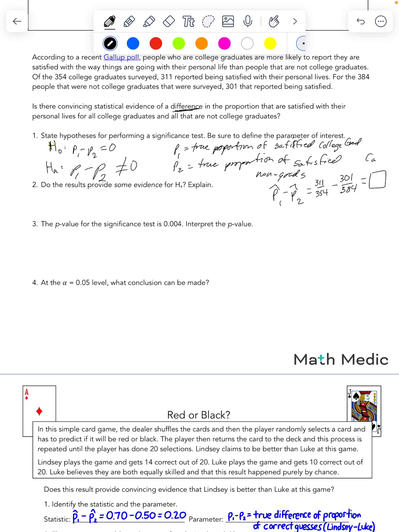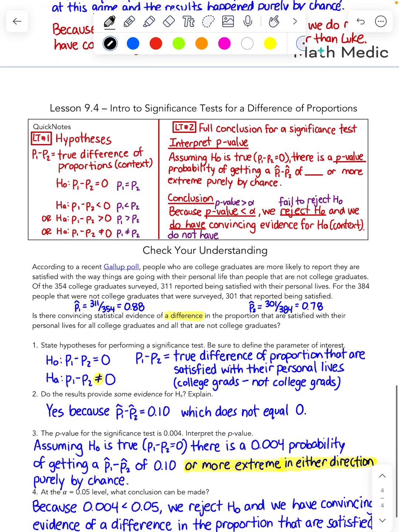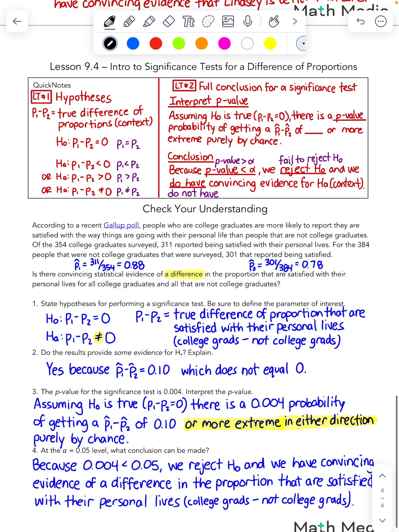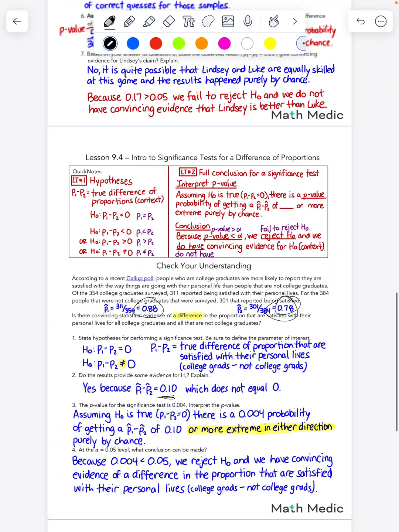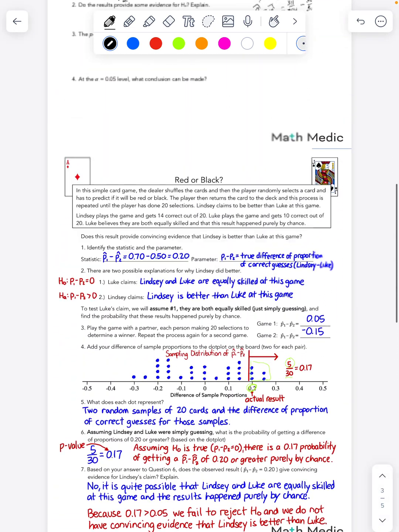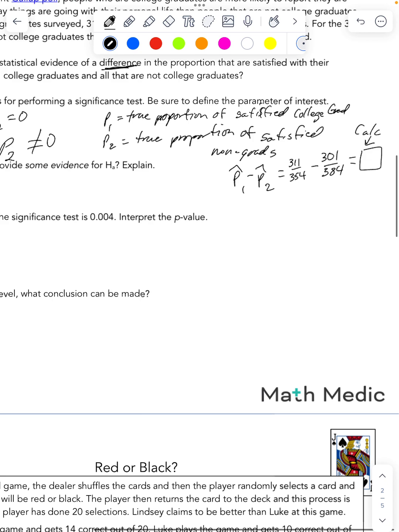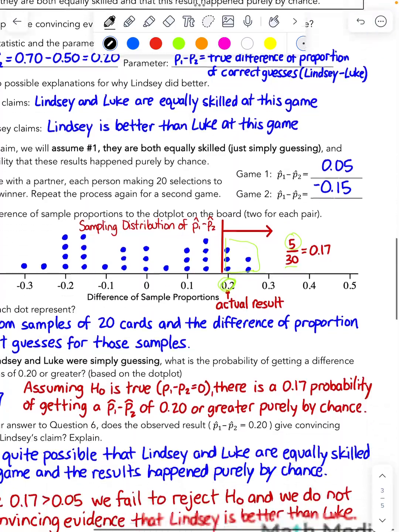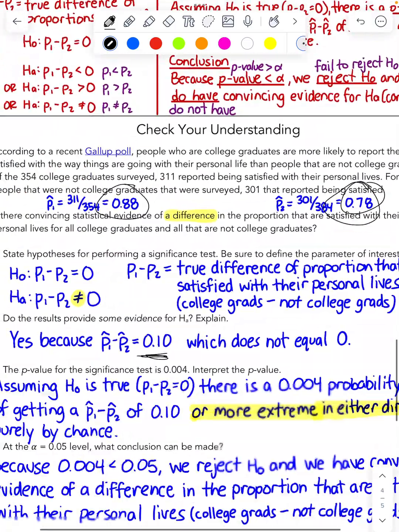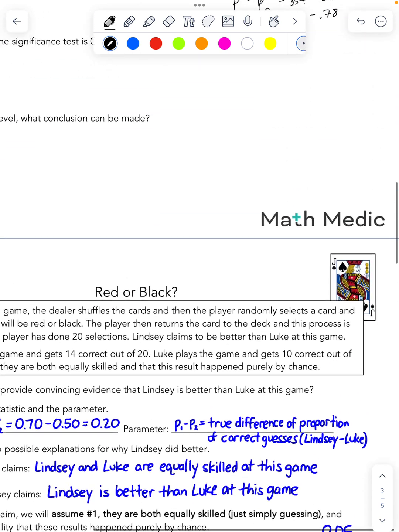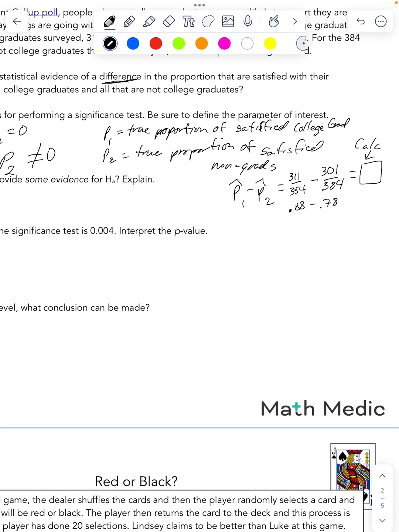Then I'd have to get a calculator out to figure out what that is. I'm going to cheat and just look here and say, this one's 0.88 and this one's 0.78. So if I subtract them, I should get 0.10. So this is 0.10 for the difference.